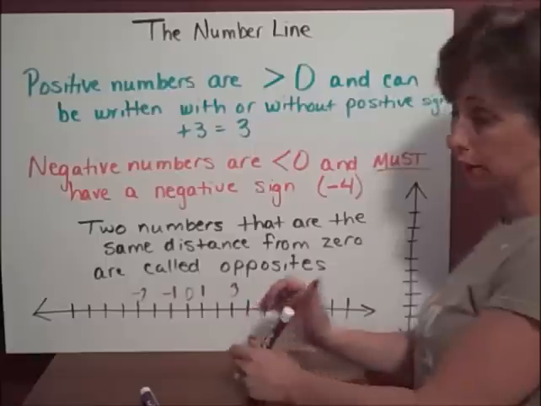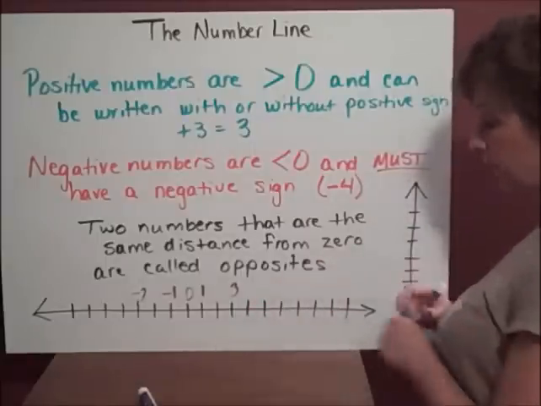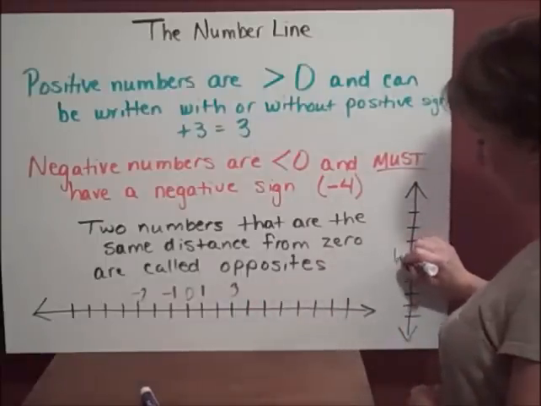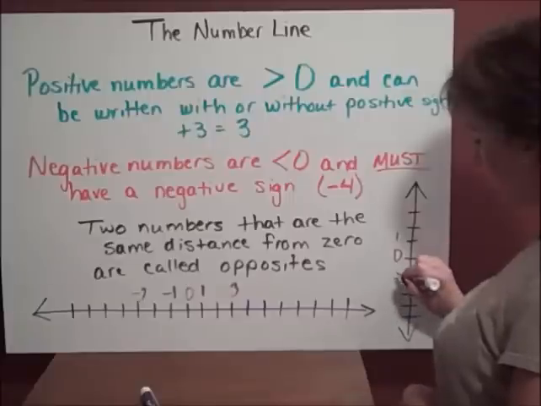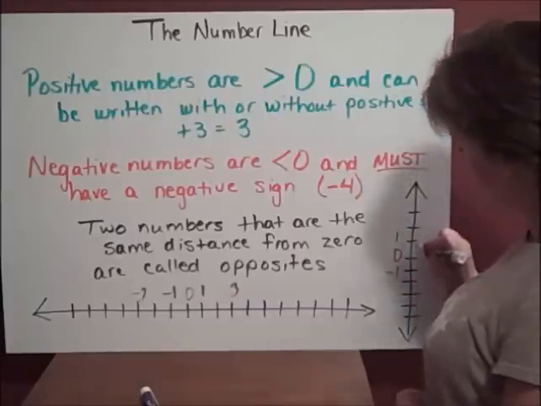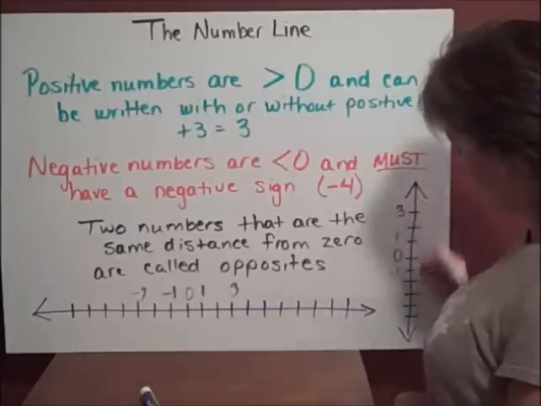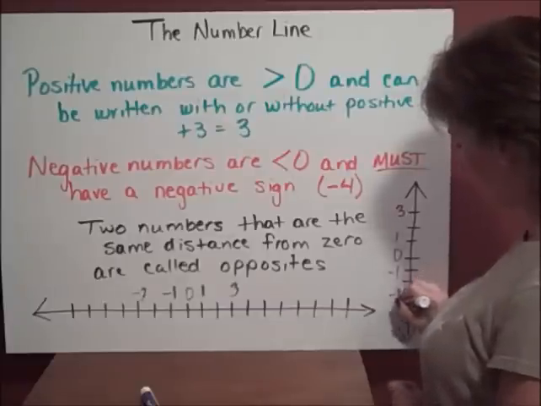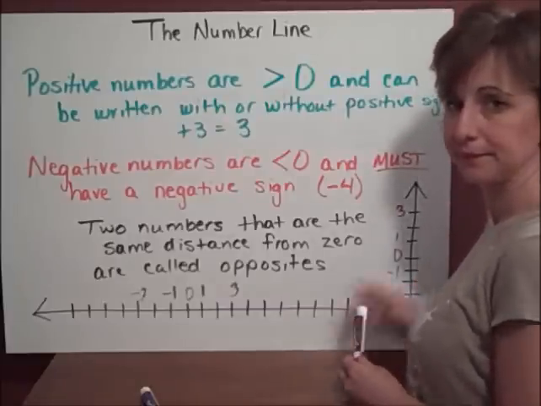That information is also true if you're using a vertical number line. If this is 0, then this would be 1 and its opposite, -1. This would be 3 and its opposite, -3.